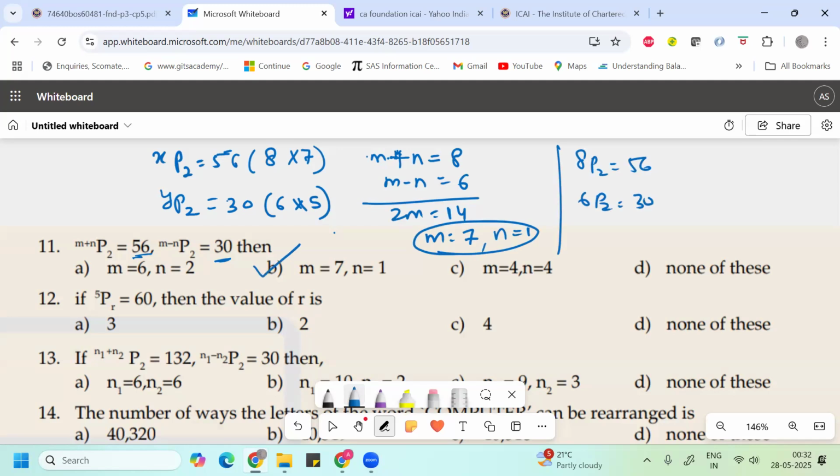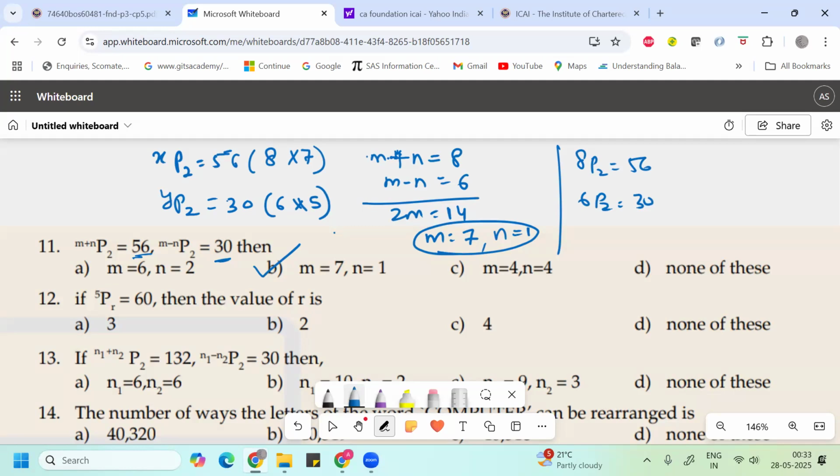Okay, if you go with option A, then 6 minus 2 is 4, 4P2 is 12. It's not 30. If you go with option C, then m minus n would be 0. So C anyway cannot be the answer. So the answer for question number 11 is option B.